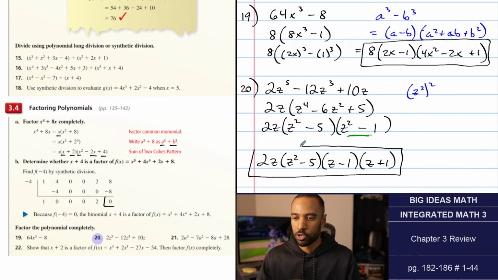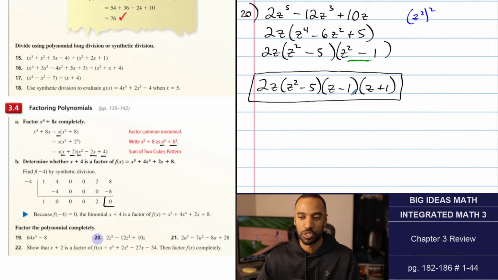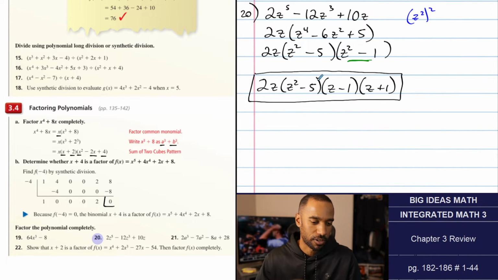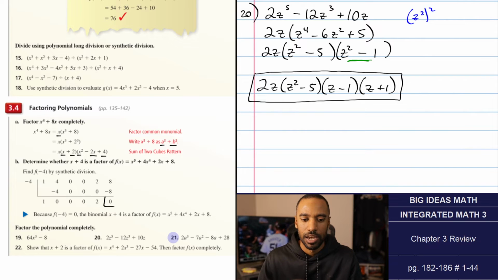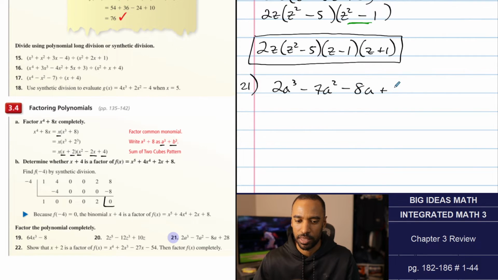The reason why the first one's not a difference of two squares is because 5 is not a perfect square. I guess you could write z minus root 5 times z plus root 5, but that's not what we're going for with factorization. Integers. And that's your final factorization of completeness. Number 21. Number 21, we're doing something called factoring by grouping. Something you would have learned probably in the depths of IM2, and if not, we were doing it quite a bit this chapter.